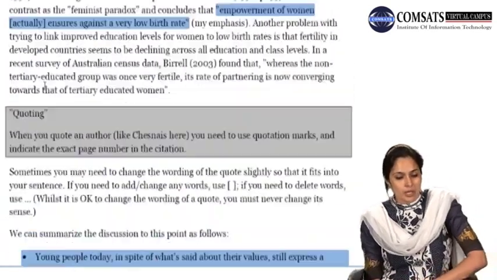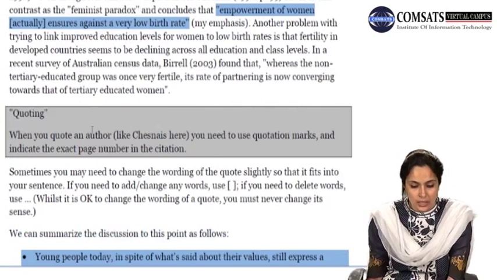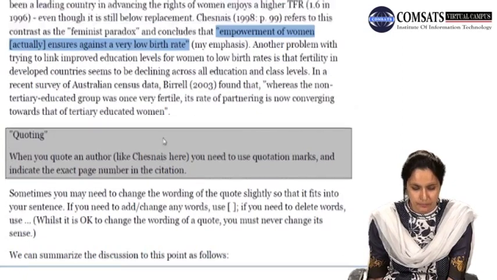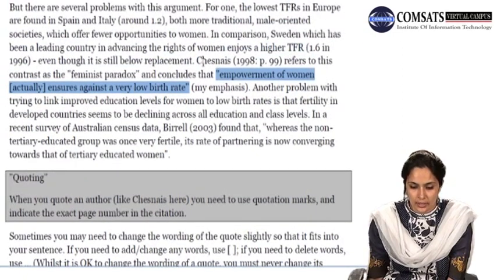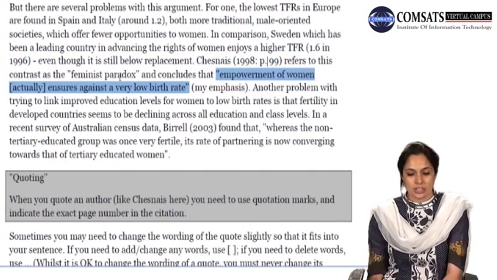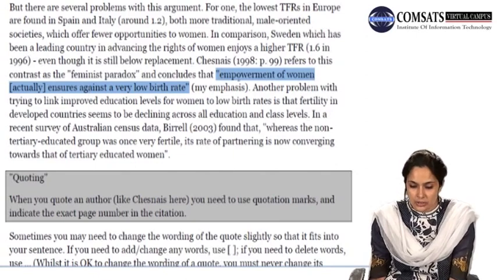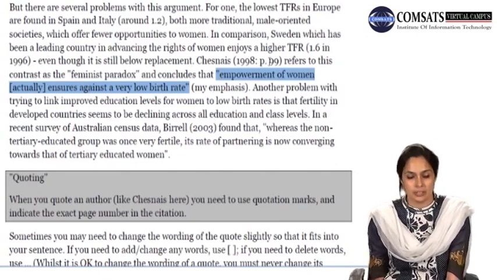Let's see quoting. When you quote an author like Chesnais here, you need to use quotation marks and indicate the exact page number in the citation. Ab yahan pe aap inko quote kar rahe hain, ye jo writer hai. So exact page number aapne yahan par highlight karna hai. Page 99 refers to this contrast as the feminist paradox and concludes that ye wali jo baat unhone ki wo is book mein page 99 par ki.